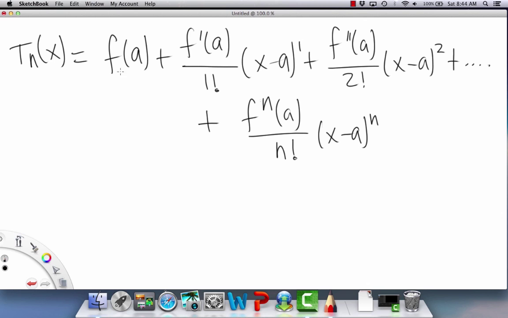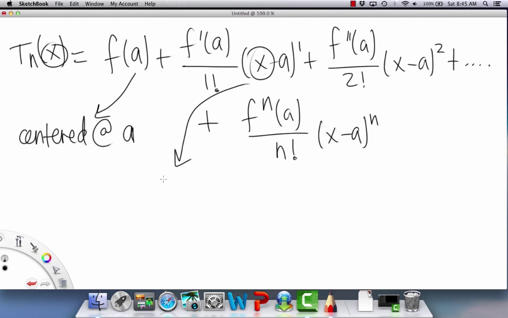So first of all, for some terminology, the a is what the approximation or the Taylor polynomial is centered at. So centered at a. And in the problems, in the homework, they'll tell you where it's centered, so you don't have to worry about that. So this is your a, and x here, everywhere you see an x, that's the value you're approximating.